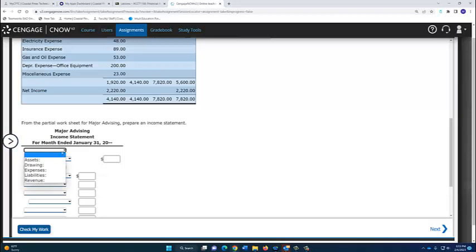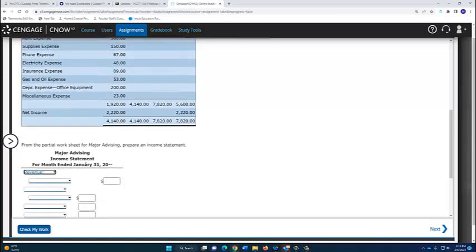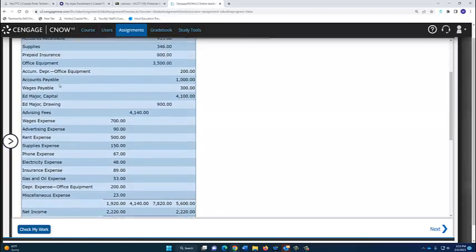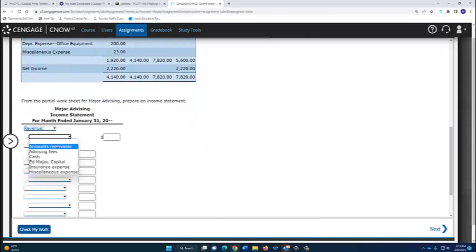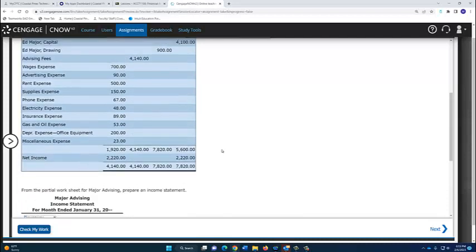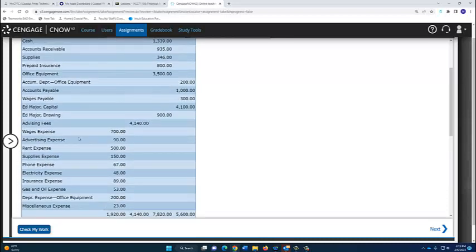We'll begin with the heading Revenue, and our revenue is called advising fees. Okay, so the advising fees total was $41.40 according to the worksheet. Now we will list all the expenses here in the income statement column.